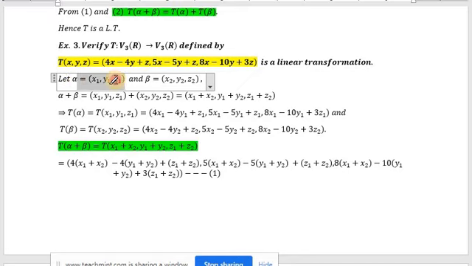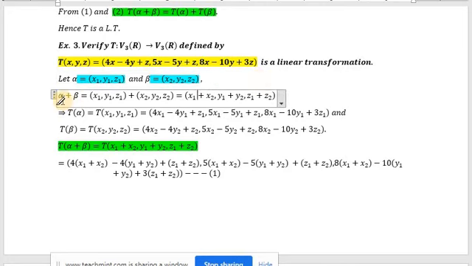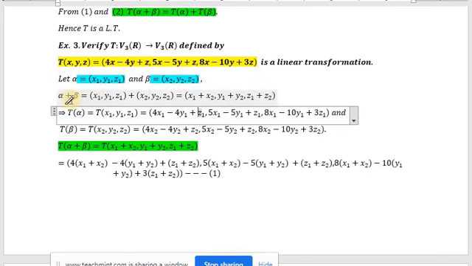See, we have taken alpha is equal to (x1, y1, z1) and beta is equal to (x2, y2, z2). Take alpha plus beta. When you add the values, alpha plus beta is equal to (x1, y1, z1) plus (x2, y2, z2), which is equal to (x1 plus x2, y1 plus y2, z1 plus z2), that is alpha plus beta.